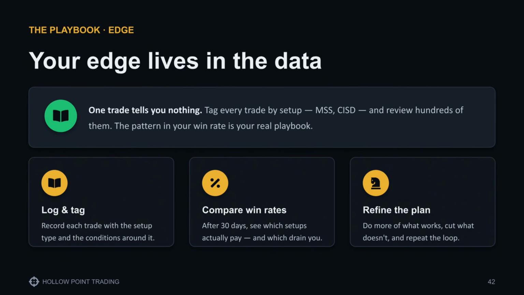Your edge is found in the data. One trade is noise, but hundreds of logged and tagged trades provide the statistics you need. Consistently review which setups offer the highest win rates, then refine your plan to focus exclusively on those profitable patterns.